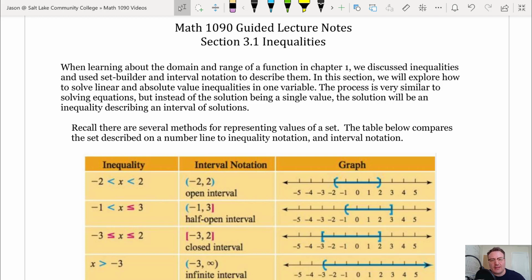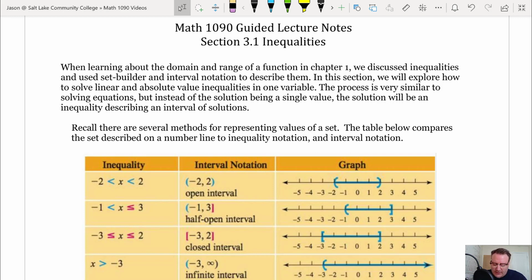Okay, this is Math 1090, Section 3.1 on inequalities. When learning about the domain and range of a function in Chapter 1, we discussed inequalities and used set builder and interval notation to describe them. In this section, we will explore how to solve linear and absolute value inequalities in one variable.